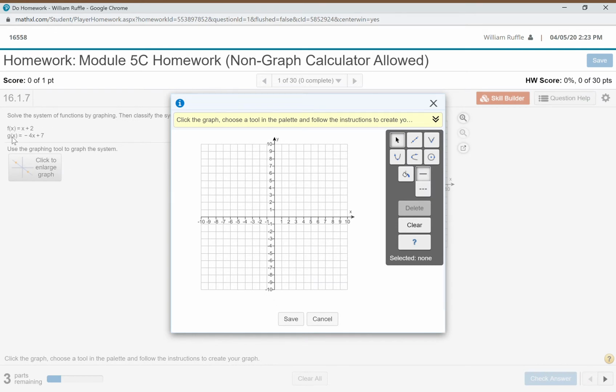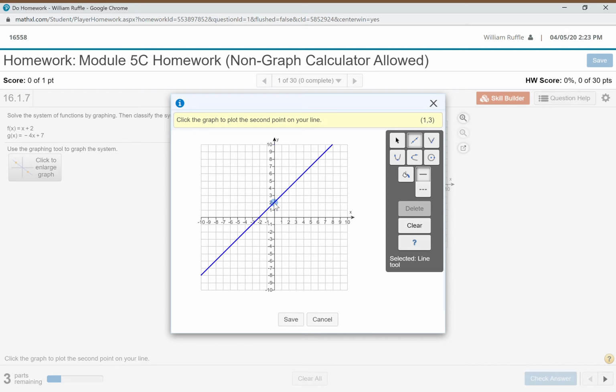Now, f of x and g of x, that's just a fancy way of writing y equals. So if I look at x plus 2, that means my y-intercept is 2. So again, I got to click on the graphing tool. I go over to here, click on 2, and then my slope is, there's just an x there, but remember that's 1 over 1. So I want to hit the up arrow once and the right arrow once, and then hit enter. There's my first graph.